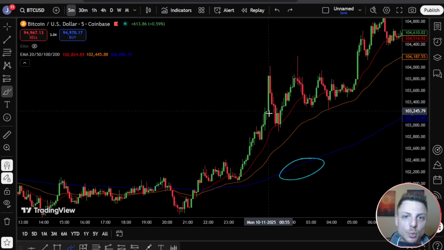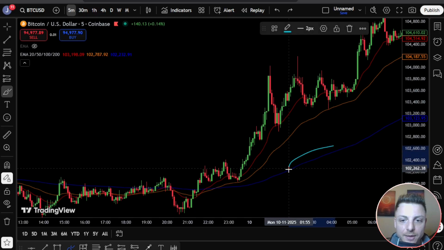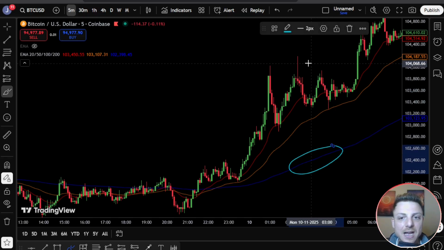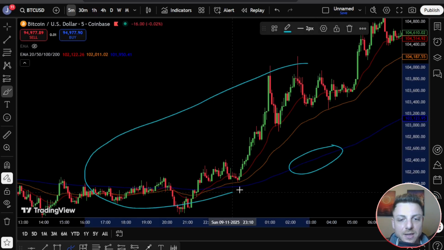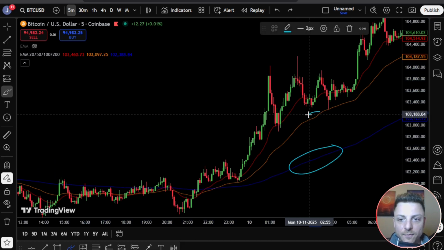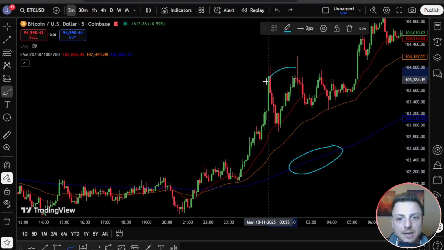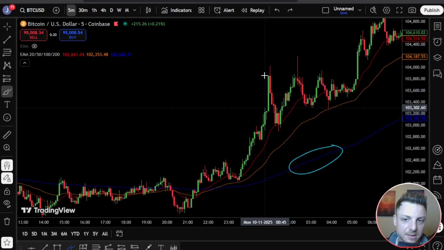And the differences between the 20, 50, and 200 EMA: the 200 is using the last 200 bars of data to actually display this average price, whereas this 50 EMA is using the last 50 bars, and the 20 EMA is using the last 20 bars.